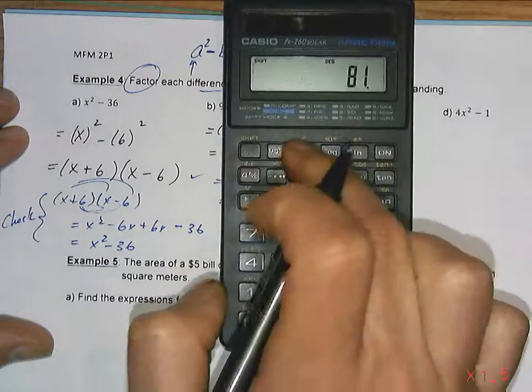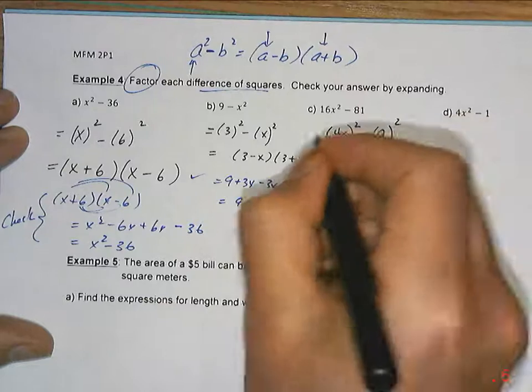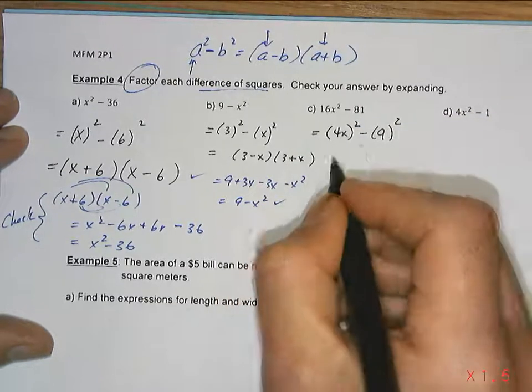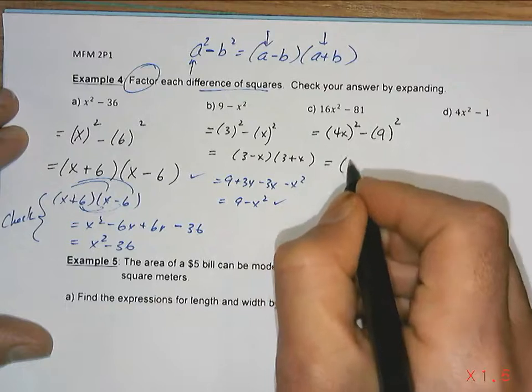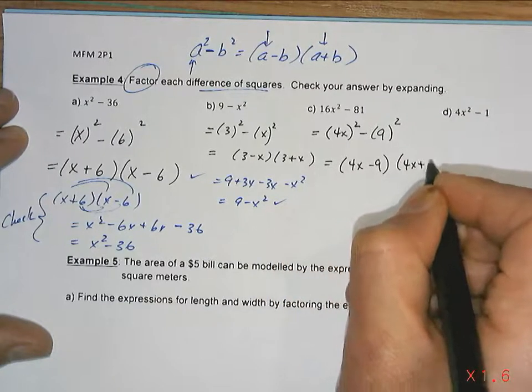81 square rooted is 9. So it's going to be 9 squared. All I did was rewrite it. I haven't factored it yet. Factoring it will look like this. 4x minus 9 and 4x plus 9.